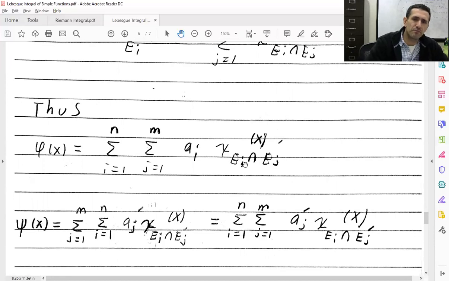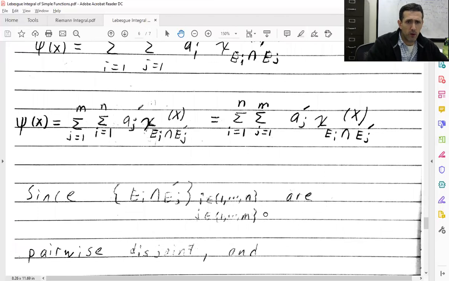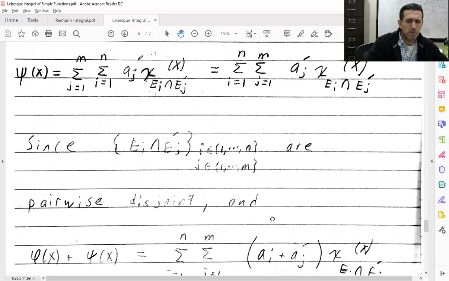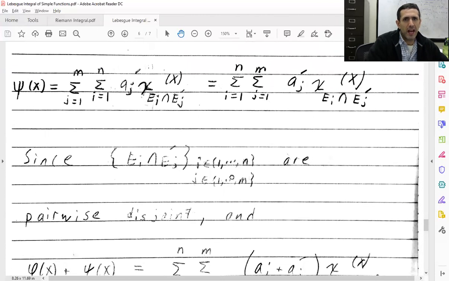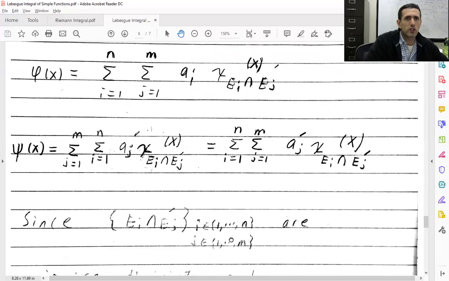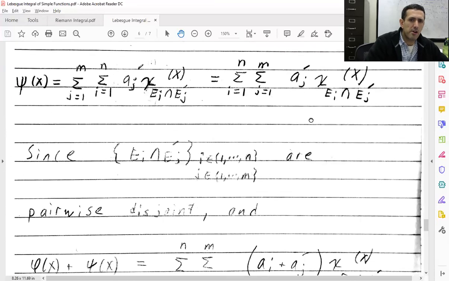the Ei intersect Ej primes, all these sets are disjoint. So I can use that proposition that I just proved. Because these are pairwise disjoint, and because I just add these two functions up like I would add any two functions up, simple function or not.